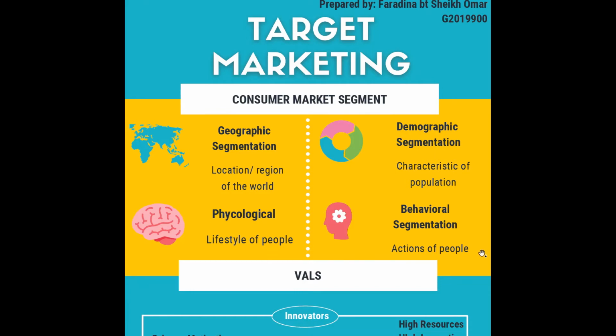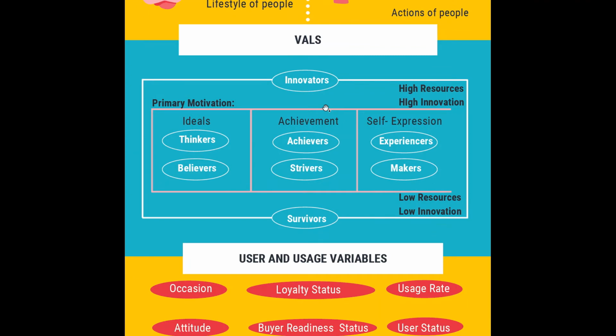Moving forward to VALS. VALS is values, attitudes, and lifestyles. Different people have different values. You might be an innovator, thinker, believer, achiever, striver, experiencer, maker, or survivor. These four are the groups with high resources and high innovation, and those with low resources and low innovation are these four. The people living in this pink box have some kind of motivations.